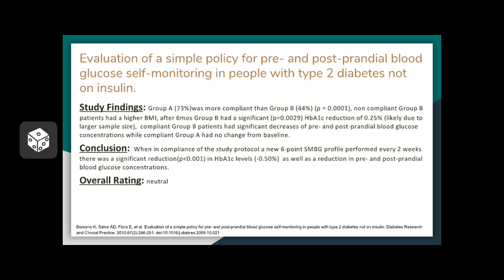In conclusion, when in compliance of the study protocol, a new 6-point SMBG profile performed every 2 weeks, there was a significant reduction in HbA1c levels, as well as a reduction in pre- and postprandial blood glucose concentrations. The overall rating for this study was neutral.